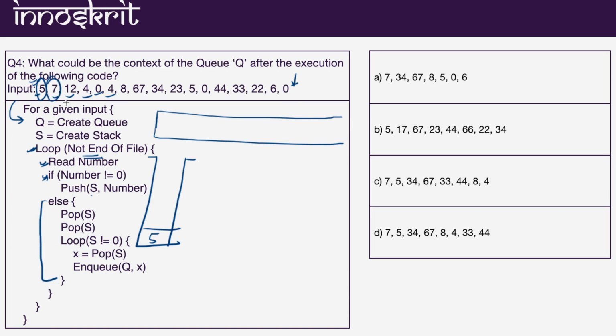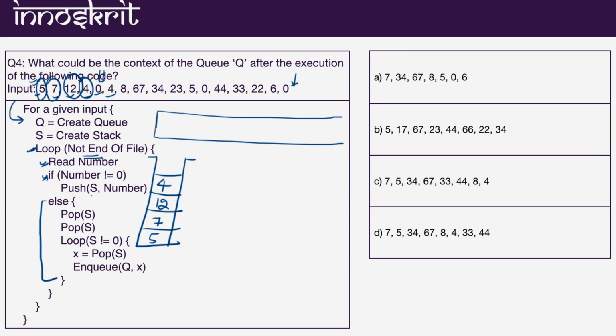Again 7 will be encountered. We'll read the 7, 7 is not equal to 0, and we'll push it into the stack. Again 12, 12 is also not equal to 0, so 12 will be pushed into the stack. 4 will also be pushed into the stack since 4 is not equal to 0.